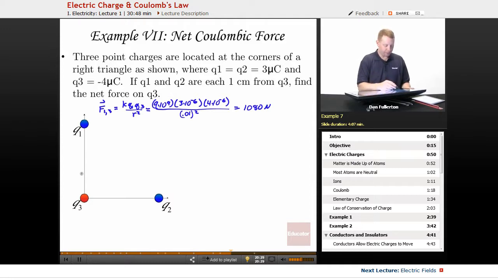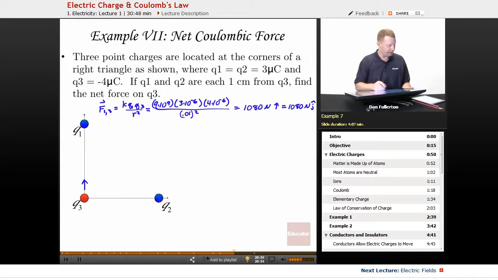And we're looking at the force of 1 on 3. If this is negative and this is positive, we're going to have a force upward on 3 due to 1. So that's 1,080 newtons up, or I could write that in unit vector notation as 1,080 newtons in the j-hat direction.